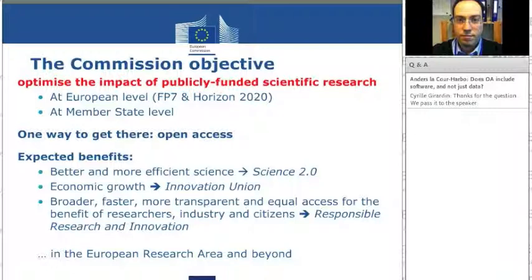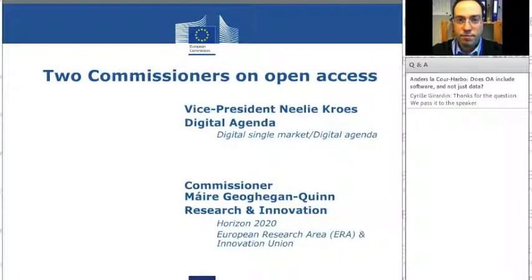Here in the Commission, we deal with open access in two different directorates-general. A Director General is, I'd say, very roughly equivalent to a ministry. So we have Vice President Kroes, who's the Commissioner for the Digital Agenda, who deals with open access. And we have my commissioner, the Commissioner for Research, Máire Geoghegan-Quinn, who also deals with open access, in our case, in the context of Horizon 2020 and the so-called European Research Area and Innovation Union.